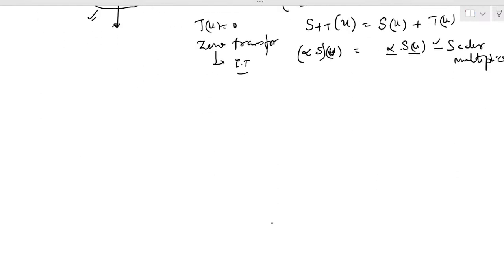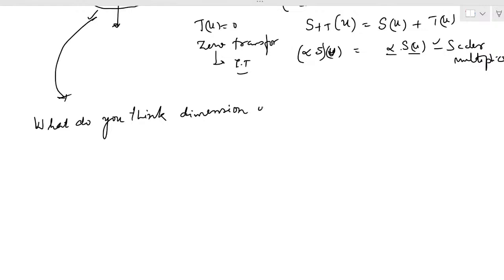Now you see, what about the dimension of this particular space? What do you think the dimension of this L(U, V) would be?